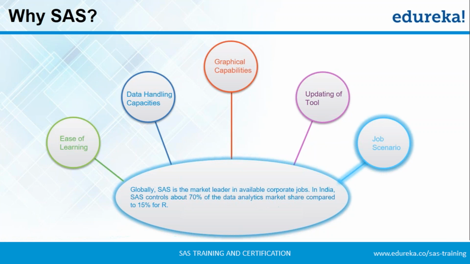And then comes job scenario. So if you talk about our country, India, the companies which are using SAS are 70%. So 70% of the data analytics population is using SAS, as compared to the 15% population which are still stuck on R, right? So if you're learning SAS, you have a better opportunity to be employed in the data analytics industry than if you're learning R, because R has a comparatively lesser community, or there are fewer businesses which are actually implementing R for data analytics in today's world, right?